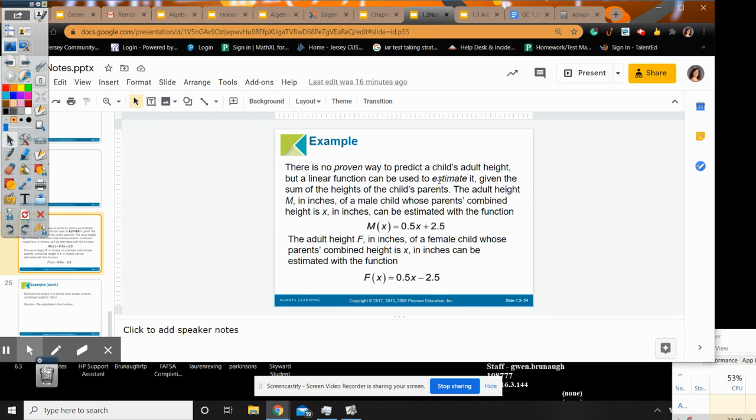There's no proven way to predict a child's adult height, but a linear function can be used to estimate it. Given the sum of the heights of the child's parents, we're going to take the adult height m in inches of a male child whose parents' combined height is x. They can estimate it like this. And the adult height f of a female child whose parents' combined height is x can be estimated too. So we're going to use those two formulas.